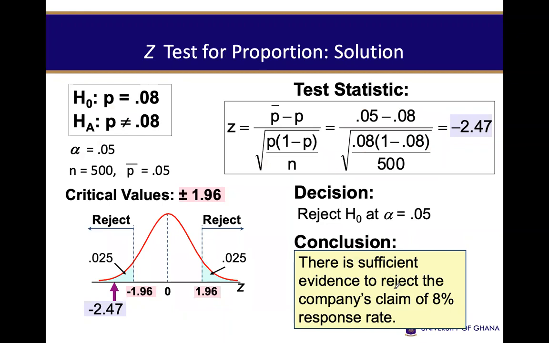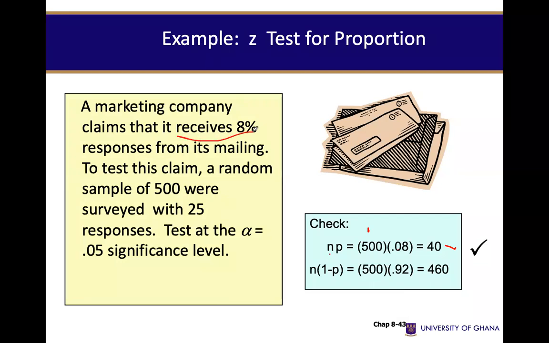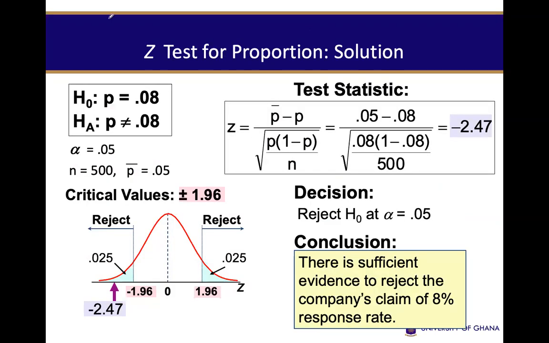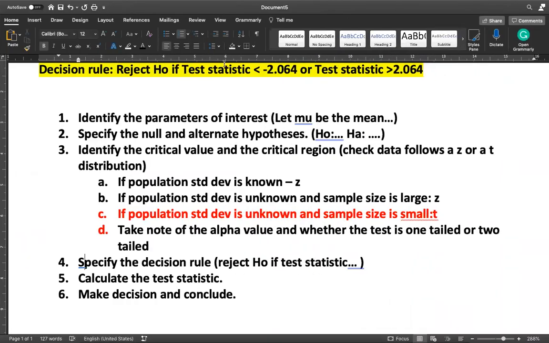So remember that we are testing whether it receives 8% of its responses or not. So our null hypothesis doesn't involve an inequality. It involves equality. So our null hypothesis is such that p is equal to 0.08, and then our alternate hypothesis is such that p is not equal to 0.08. So we have a two-tailed test. Okay, we have a two-tailed test. Of course, based on the assumptions that we had earlier, we know that this is going to be a standard normal distribution table.